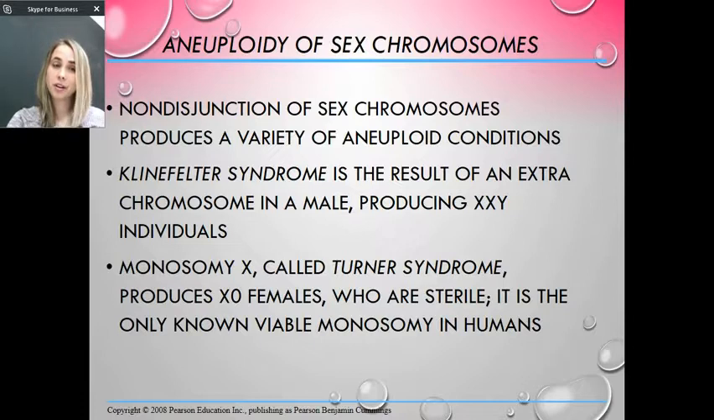Aneuploidy of sex chromosomes. So this happens with your X's and your Y's also, and we'll talk about what happens when that occurs. Non-disjunction of sex chromosomes produces a variety of aneuploidy conditions. So Klinefelter syndrome is the result of an extra chromosome in a male producing XXY. Monosomy X, called Turner syndrome, produces females that only have one X. So they have X and then 0, meaning nothing there. That is the only monosomy that is viable in humans. So if you're missing any other chromosome, you cannot survive. The only type of monosomy that you can survive is having only one X.